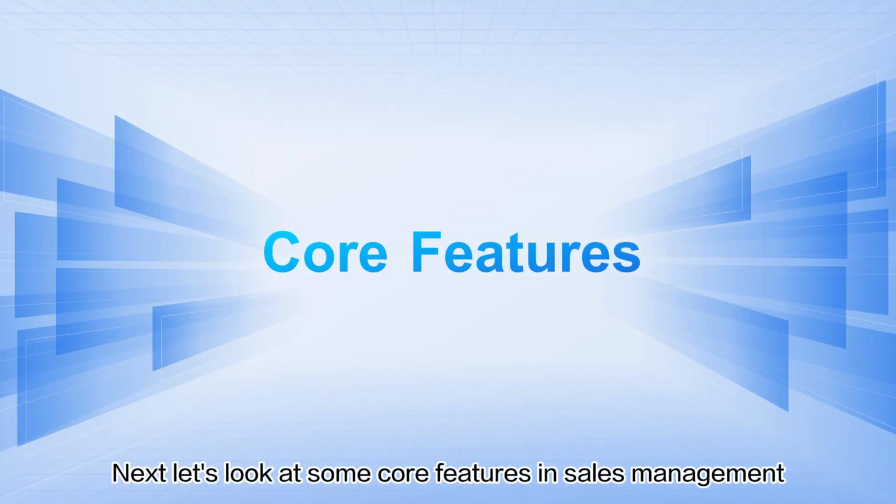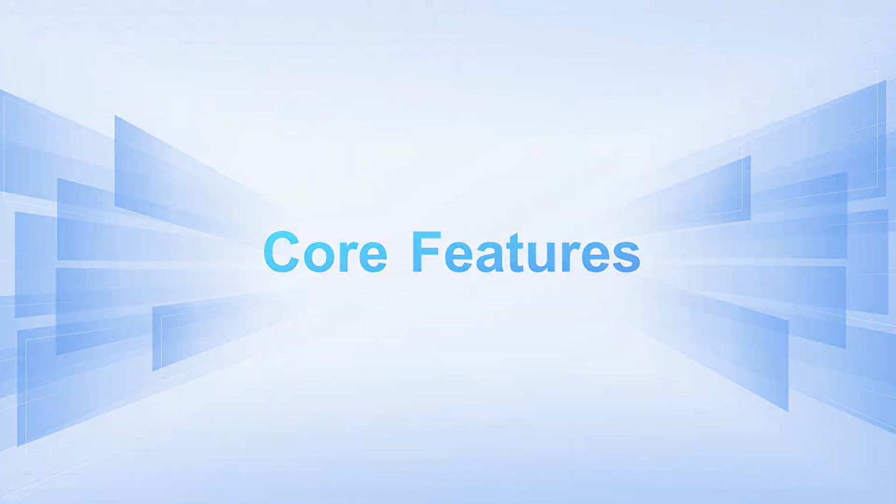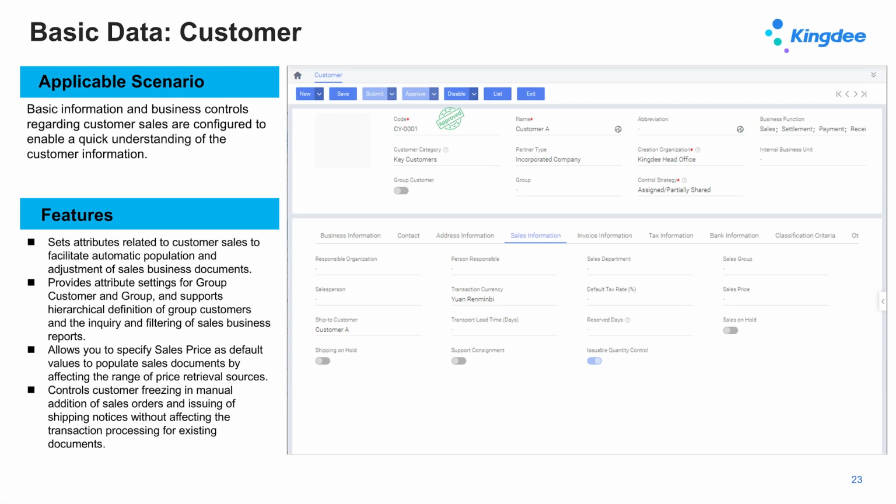Next, let's look at some core features in sales management. Customer basic data. This feature allows you to maintain basic information and business control configuration of customers, including basic information, business information, contacts, contact address, invoice information, tax information, and bank information.